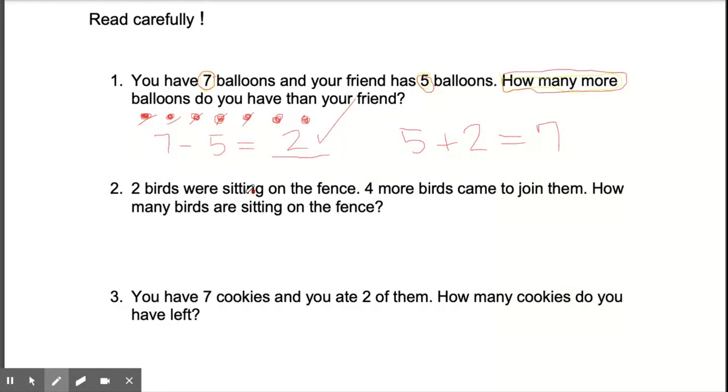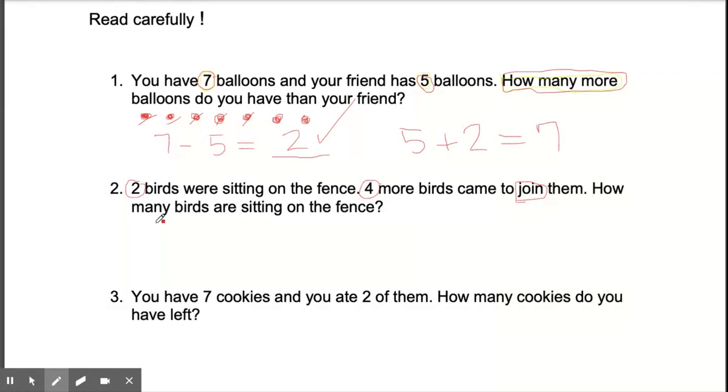2 birds were sitting on the fence. 4 more birds came to join them. How many birds are sitting on the fence? Okay, so we have 2 birds and 4 more came to join. So join is our key word, okay? Because you're adding to something.